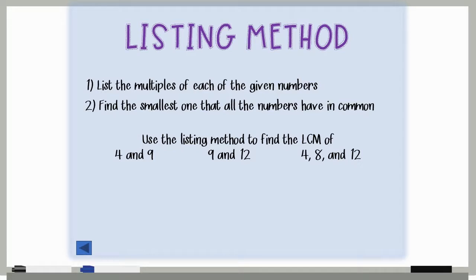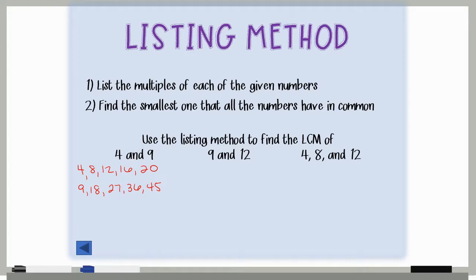So let's start with 4 and 9. So I'm going to list those first 5 multiples. So 4, 8, 12, 16, and 20. And then I have 9, 18, 27, 36, 45. Now notice my multiples of 9, they go up faster than the multiples of 4 because 4 is a smaller number. So I might have to add to my list of 4s before I have to add to my list of 9s. And here's what I mean by that.